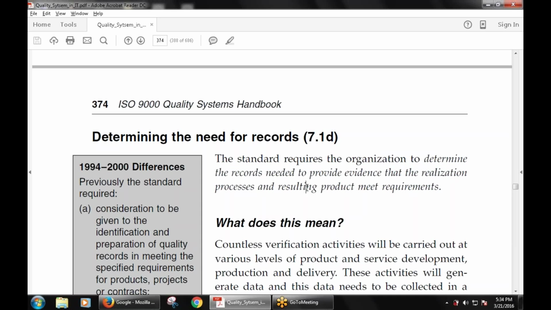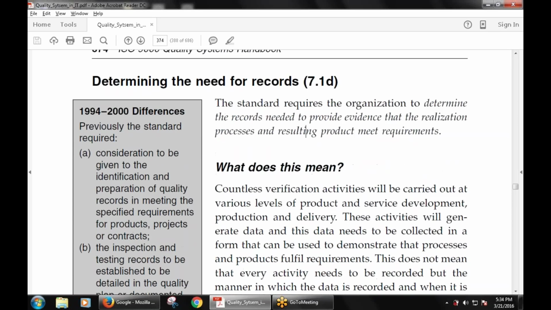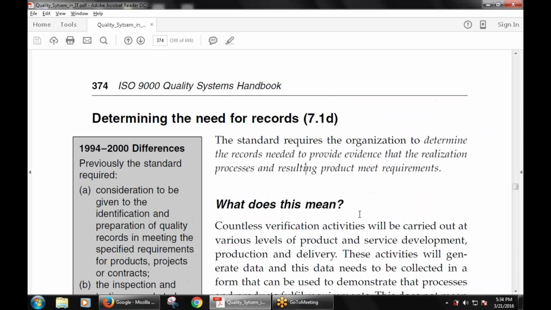What does this mean? It means countless verification activities will be carried out at the various levels of product and service development, production, and delivery, and these activities will generate data gathering. This topic, the need for records, I am going to continue in the next class, that is tomorrow's.